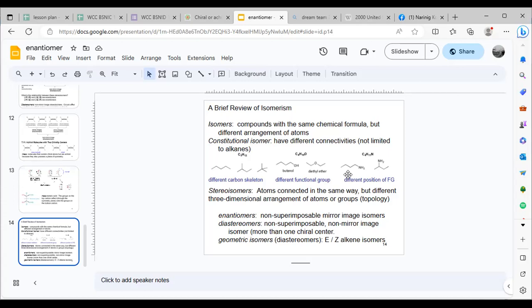When you talk about stereoisomers, atoms are connected in the same way, but there is a different three-dimensional arrangement of atoms or groups of atoms. So enantiomers are non-superimposable mirror image isomers, and diastereomers are non-superimposable non-mirror image isomers. So they have more than one chiral center. The cis and trans isomers, and E and Z is another nomenclature. We won't go into that, but cis and trans is an example of a geometric isomer.